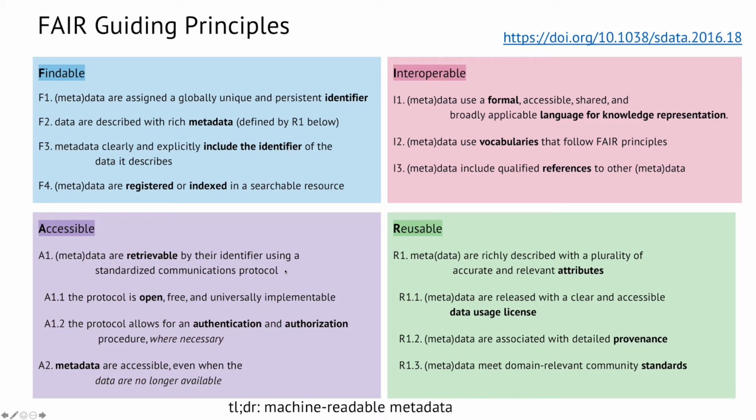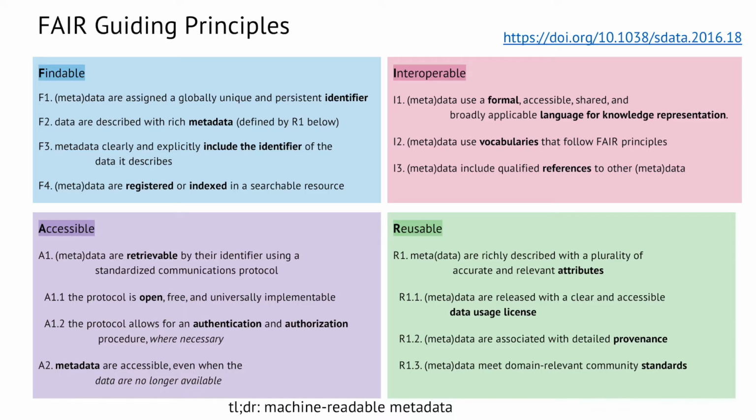But behind it, we have some actual principles that you can try to follow. So scientists are meant to make sure the data is findable by having metadata and data assigned global identifiers, which you don't throw away, keep them working. Having rich metadata to describe the data, and in those metadata, use those identifiers, right? Don't just throw them away. And you register this data and the metadata in some searchable resource or repository.